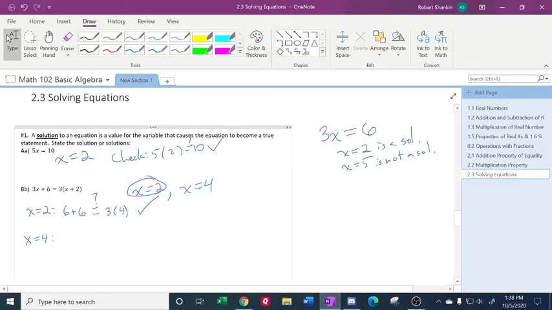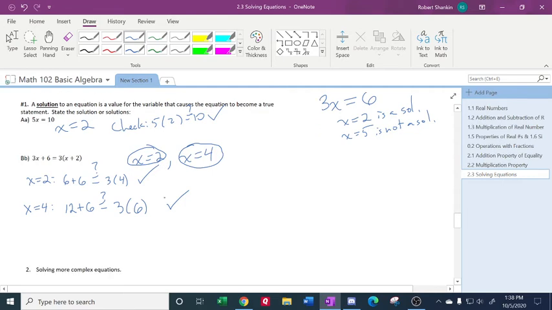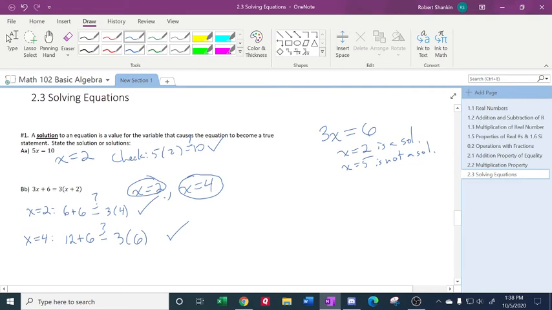And then when x is 4, we're going to get 12 plus 6. Does that equal 3 times, and 4 plus 2 is 6? You get 18, and you get 18. Oh yeah, that checks. So I agree. All right, this was unusual. We had 2 solutions. Let me open up the floor again. Does everybody agree that these are the 2 solutions and then we're done with this problem? Or does anybody disagree?